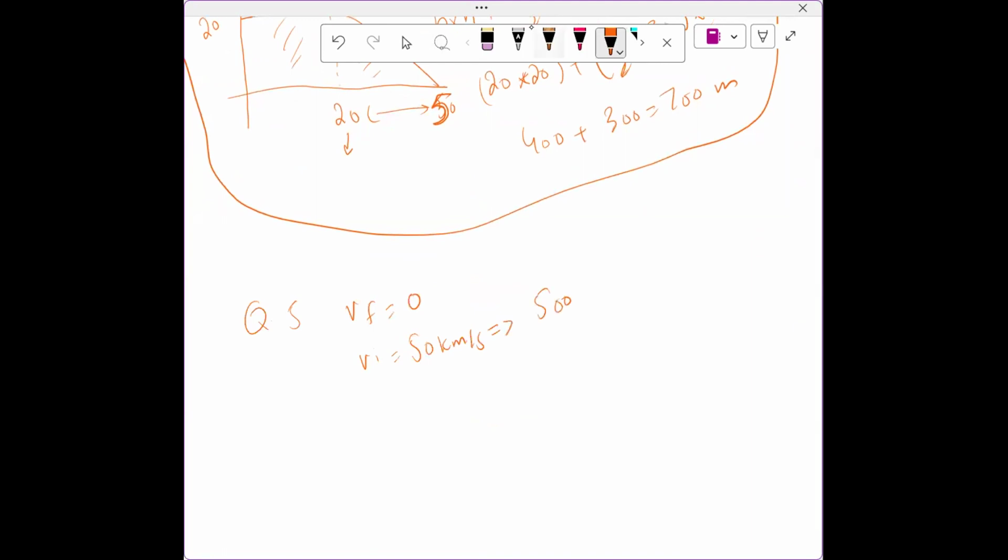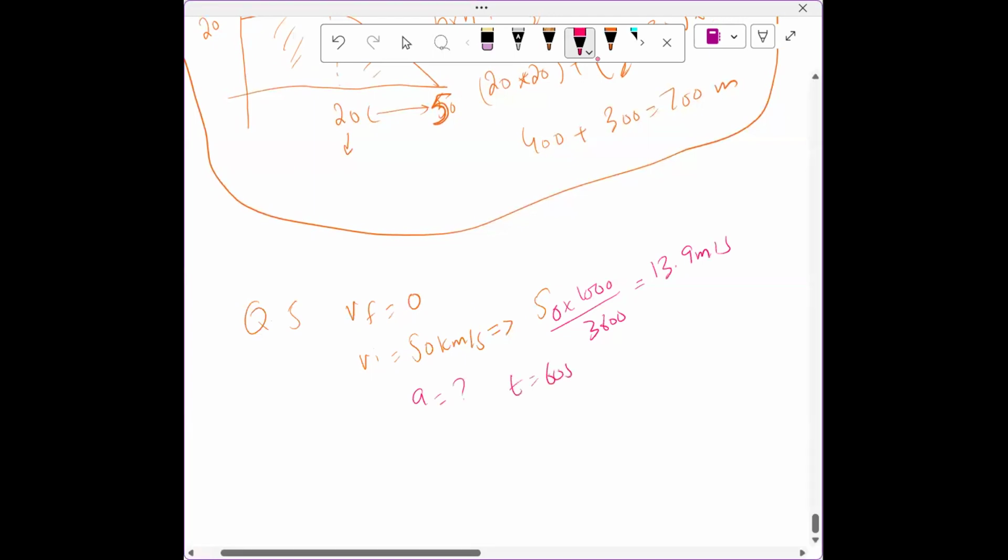क्या करेंगे? Multiply kilometers by 1000 divided by 3600. Yes, times 1000 divided by 3600. क्या आंसर आ रहा है इसका? 13.9 meters per second. And we are supposed to calculate the acceleration, and the time is given as 60 seconds. So a equals Vf minus Vi over t. Final velocity क्या था? 0. Initial was 13.9 and time was 60. So minus 13.9 divided by 60.